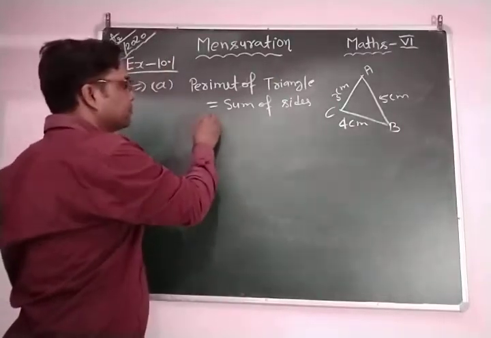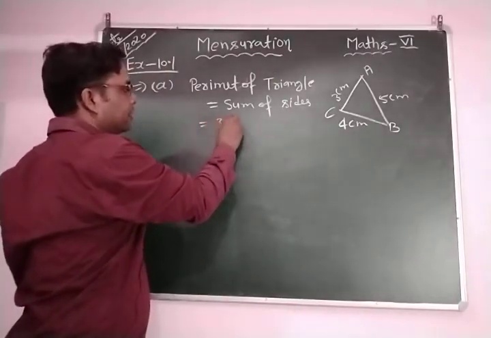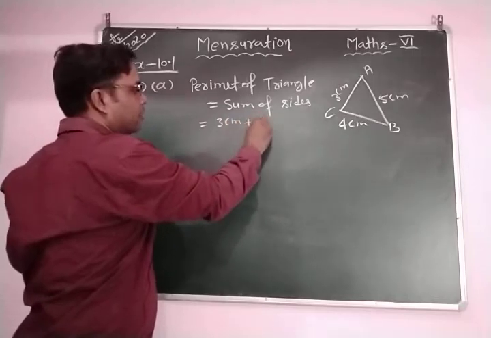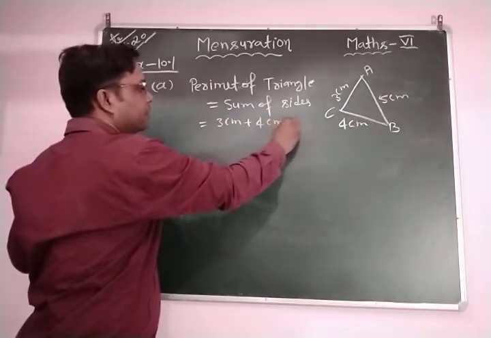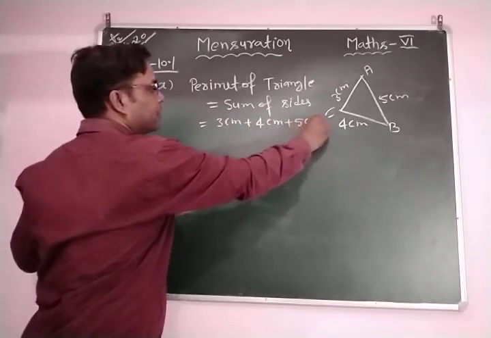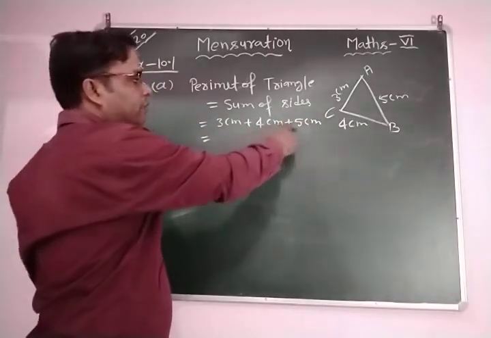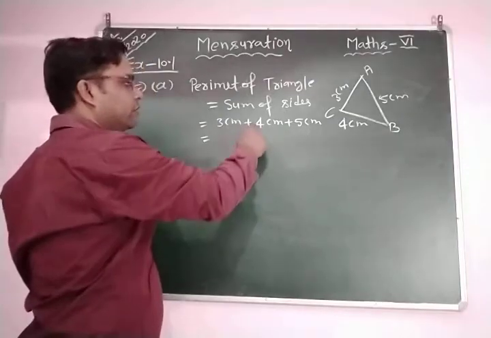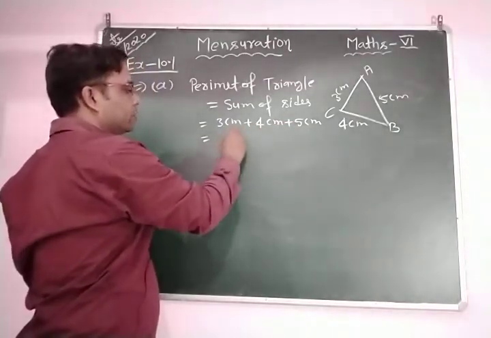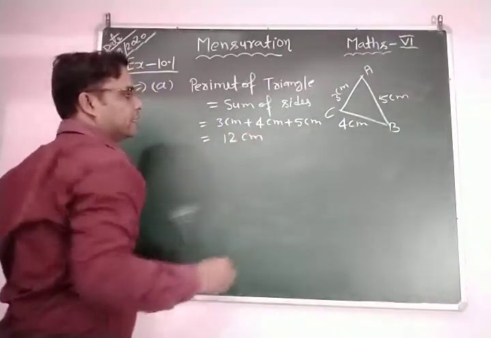So this is equal to 3 cm plus 4 cm plus 5 cm. This is equal to 3 plus 4 is 7, and 7 plus 5 is 12. This is equal to 12 centimeters.